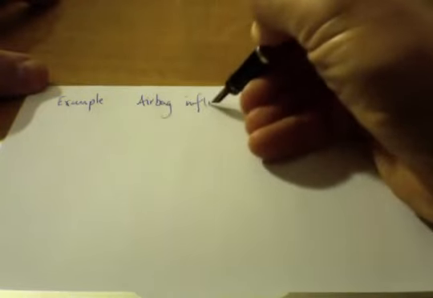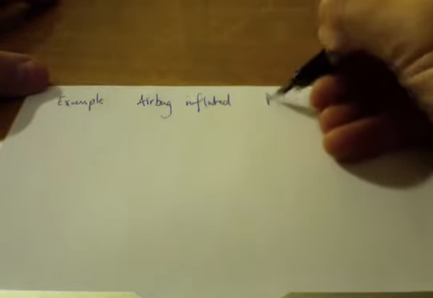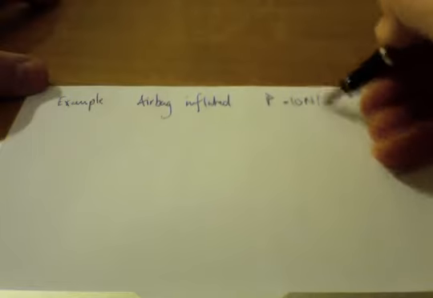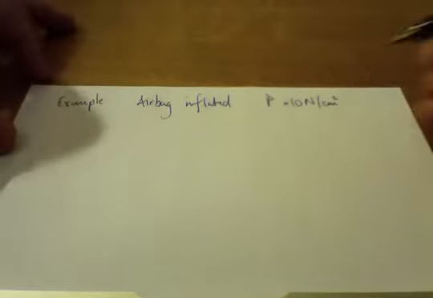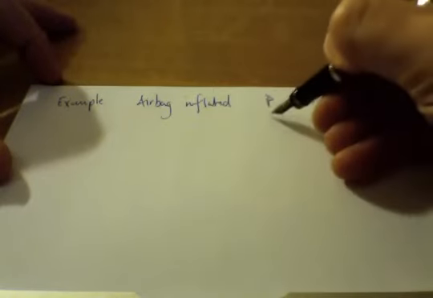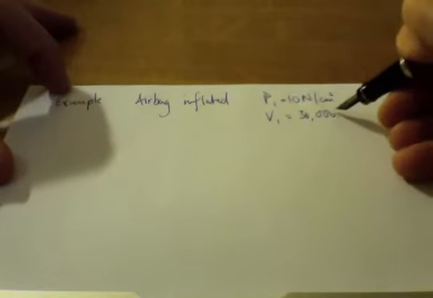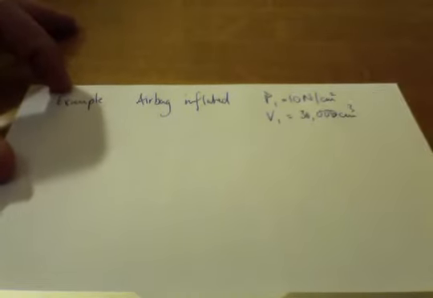Good, here's the first one. Let's just take an example of an airbag. That's inflated. Once inflated, it has a pressure of 10 newtons per centimetre squared. Once again, it looks like an odd unit, but as long as we keep them consistent, we're okay. And it has a volume of 30,000 cubic centimetres.